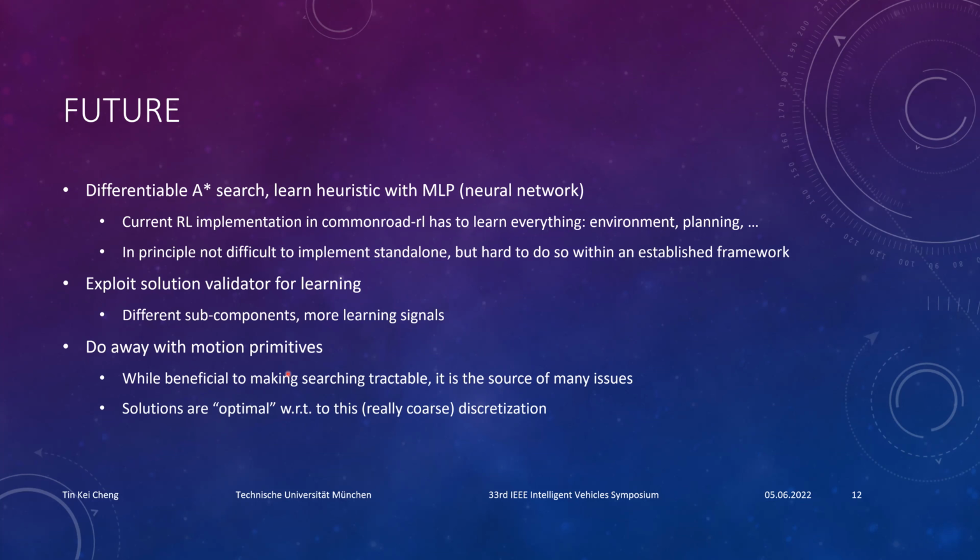And also, while we really need the motion primitives to make the search tractable, because if we branch out every single step, it will take too much computational power, it is also the cause of some problems that I've encountered. For example, my trajectory tends to swerve. In the reinforcement learning approach, it doesn't really have a motion primitive, so it's better in this case.